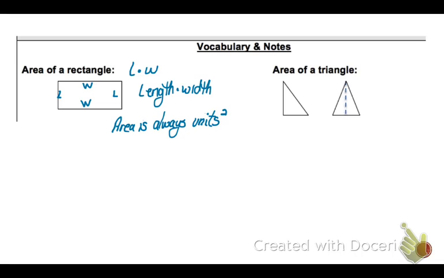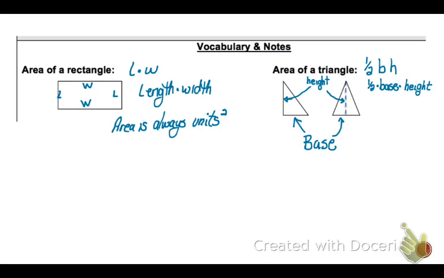The area of a triangle, the formula for that is 1/2 base times height. And the base, you just get to pick one side of the triangle to be the base, and it doesn't matter which one, so we're just going to use the bottom here and call it our base. And then the height is the distance from the base to a vertex, the perpendicular distance. So in these two triangles, I've indicated where the heights would be.